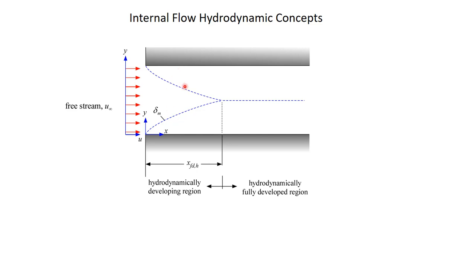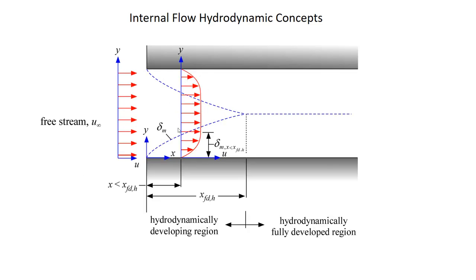And then we can start to think about, okay, what does this velocity distribution look like if we're in the developing region? What does it look like when we just become fully developed? And then what does it look like as we move downstream and are in the fully developed region, right? So let's start with the first one. What does it look like if we're in the developing region here?